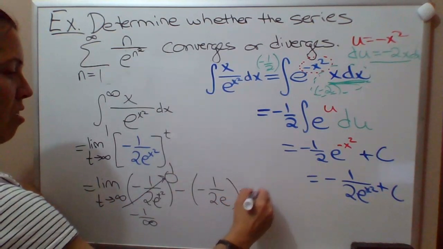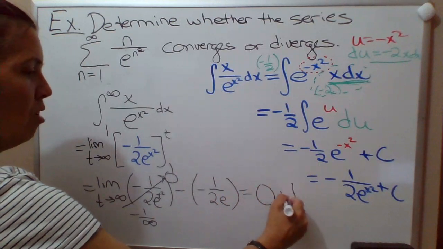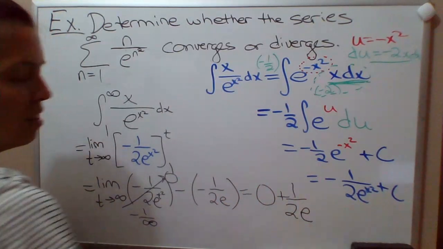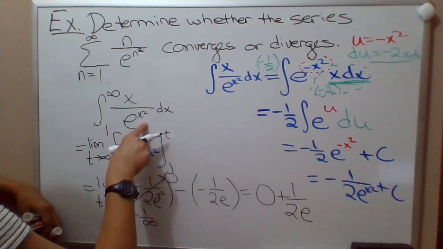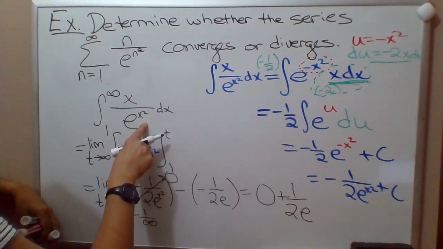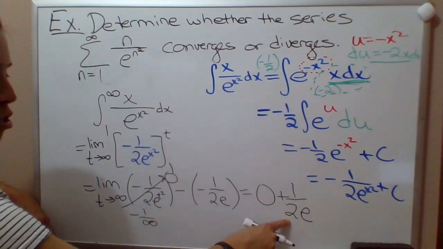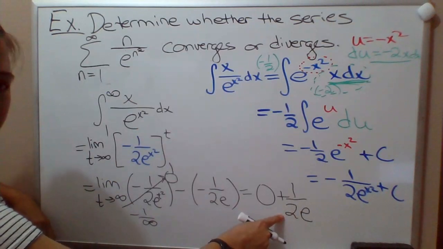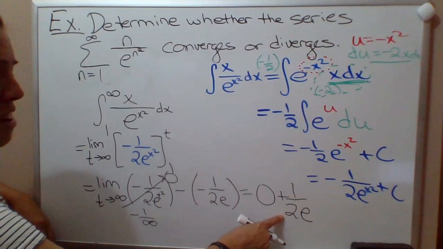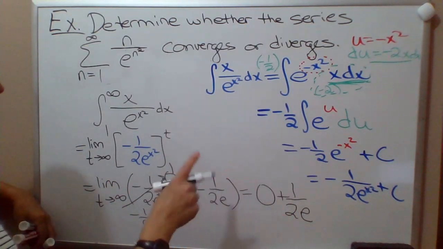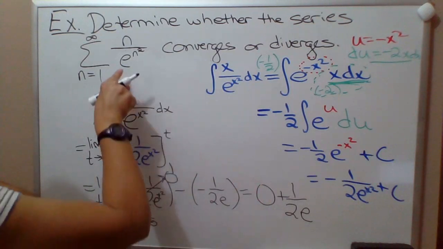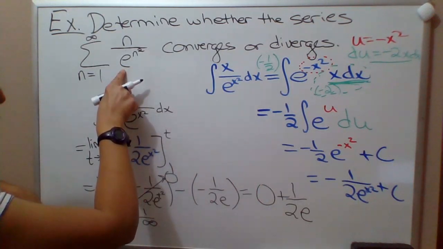And so this is 0 plus 1 over 2e. So 1 over 2e is our final answer for this improper integral. The improper integral converges to 1 over 2e. The actual value here, though, in these problems with the integral test doesn't matter at all, because most likely the sum here converges to some other number.